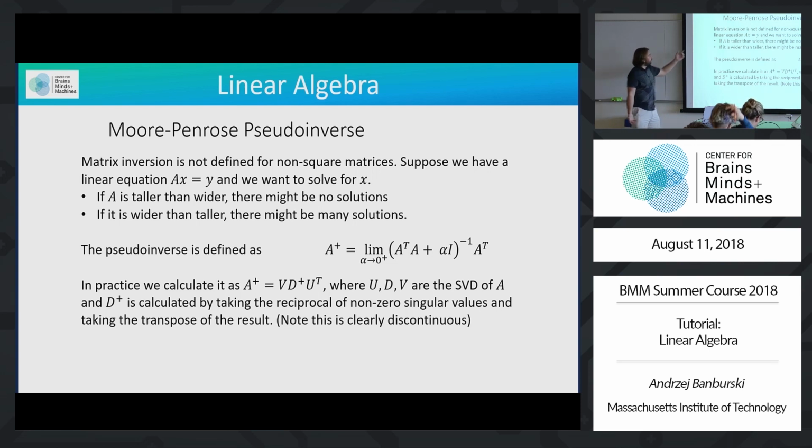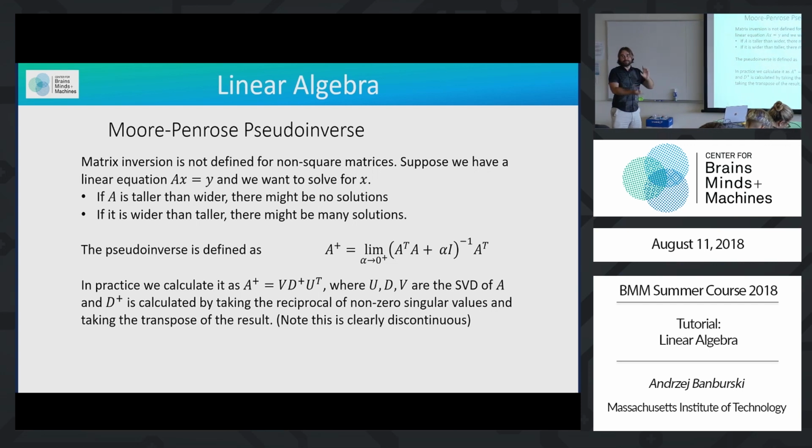Say that we have a linear equation, A times x is equal to y, and we want to solve for x. If you remember something about linear equations, you know that if A is taller than it is wide, there might be no solutions. If A is wider than it is tall, then there might be infinitely many solutions. So there is no obvious way in which you can multiply A by something else to solve for x, that is the inverse.